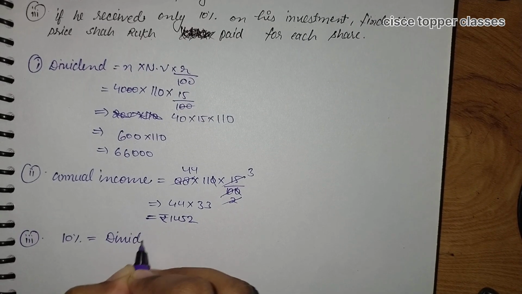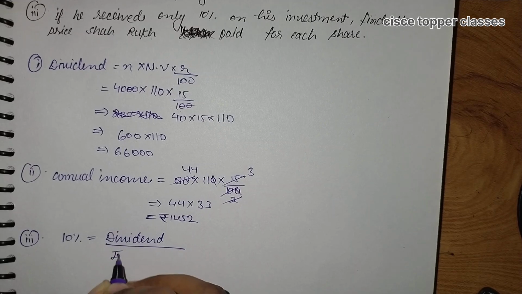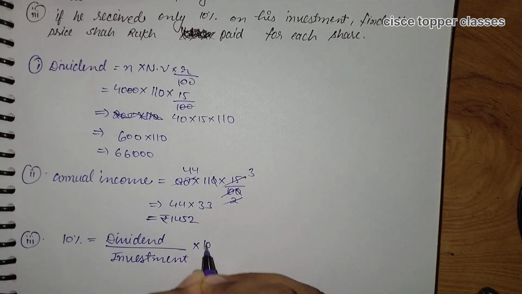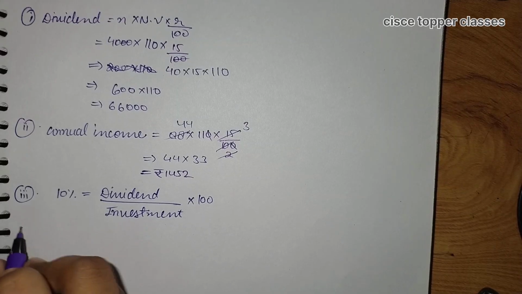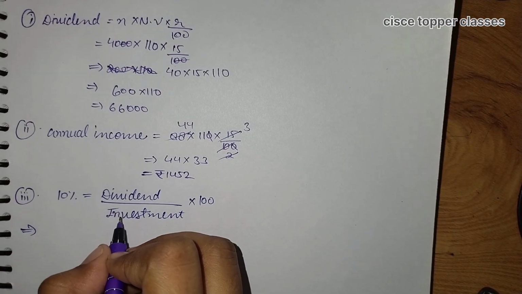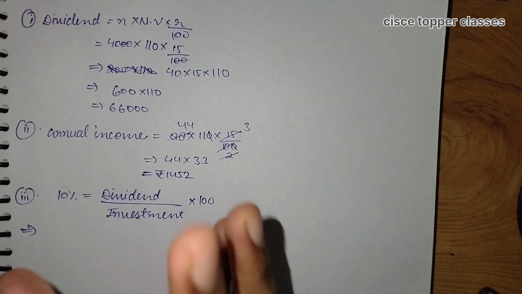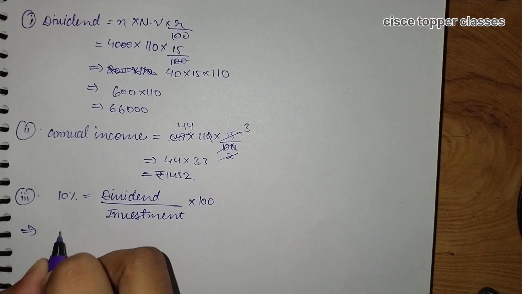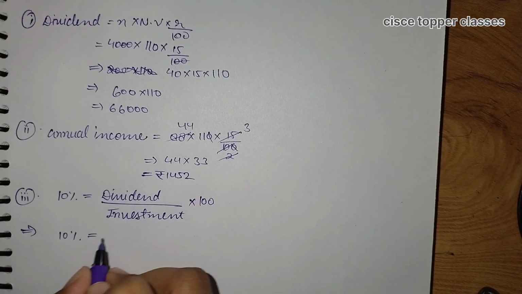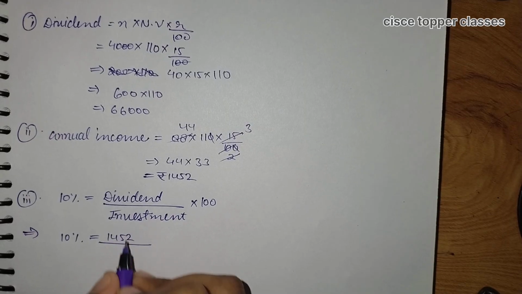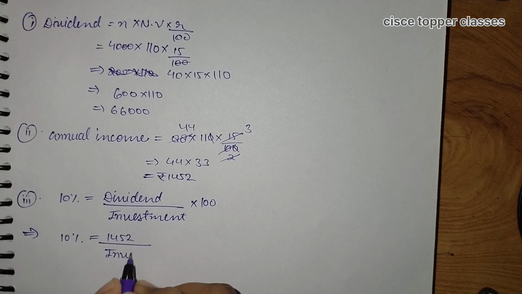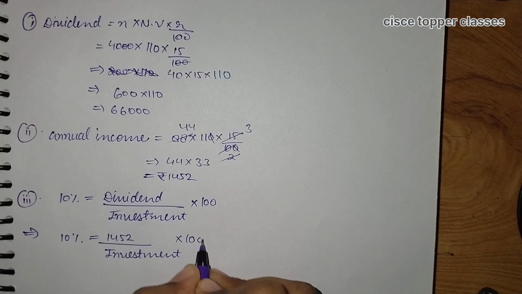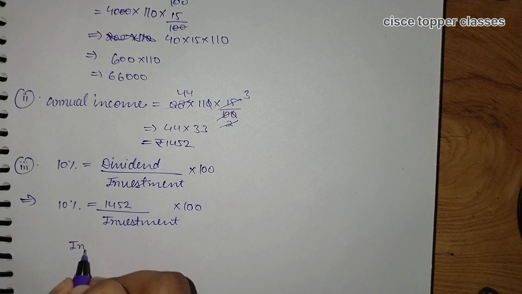Dividend here we have to write divided by investment into 100. So investment we will find here, so that we can find the market value of the shares. So 10% is given here. We will put the value of dividend which we have calculated. This is 1452 divided by investment into 100.